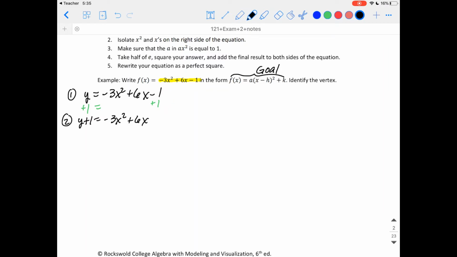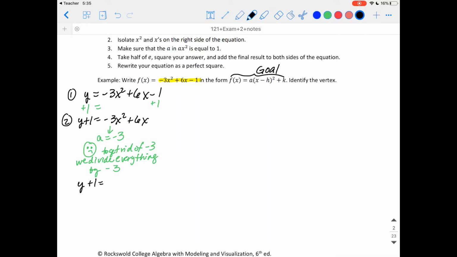Now, step 3 says make sure that the a in ax squared is equal to 1. Well, right now, this is my a. So my a is equal to negative 3. And so I'm a little sad because it's not equal to 1, but that's okay. The negative 3 right now is multiplying, so we need to divide everything by negative 3. So to get rid of negative 3, we divide everything by negative 3. So let me rewrite the equation that I have.